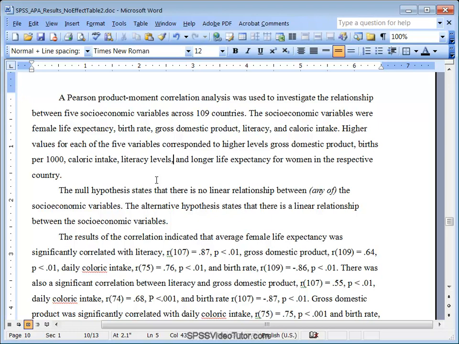Higher values for each of the 5 variables corresponded to higher levels of gross domestic product, birth rate per 1,000, caloric intake, literacy levels, and longer life expectancy for women in their respective countries.